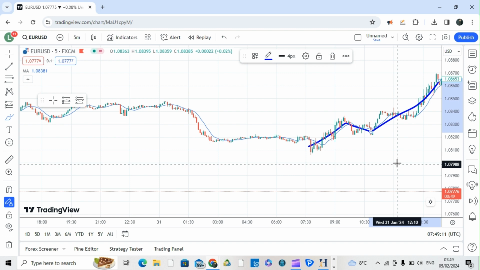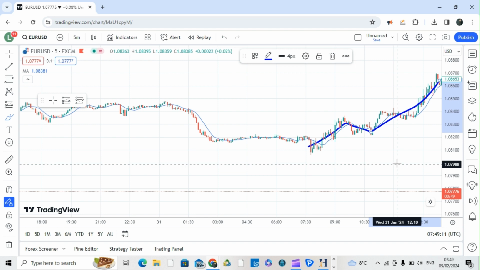So, for example, let me just zoom in a bit here. We see a bit of consolidation here. Consolidation is basically the market is not really doing anything, it's just kind of going sideways more or less. There's no one direction, up or down, where the market is going.